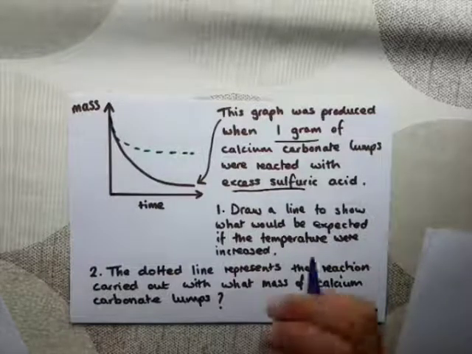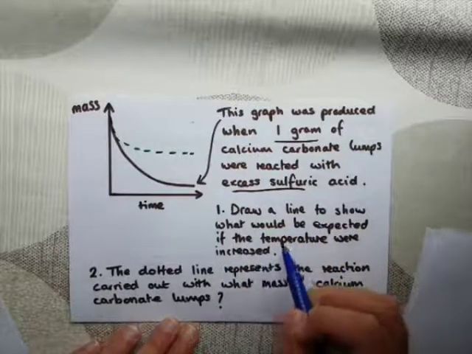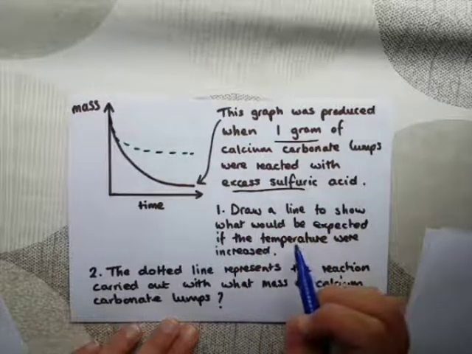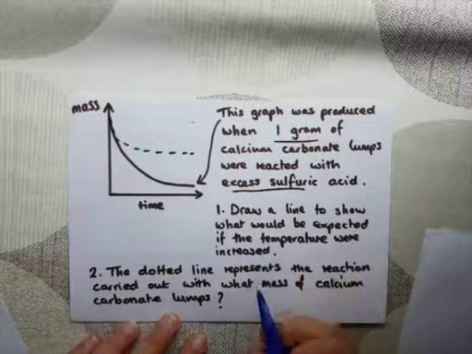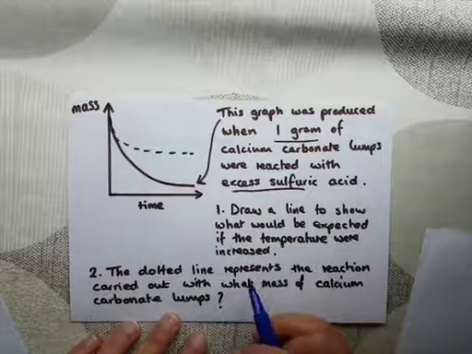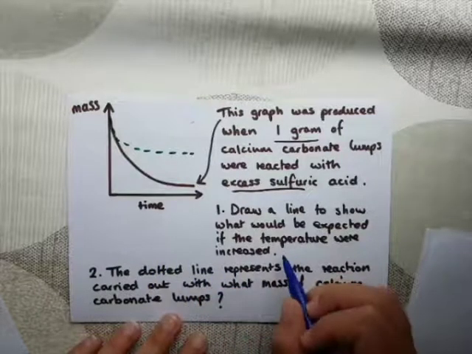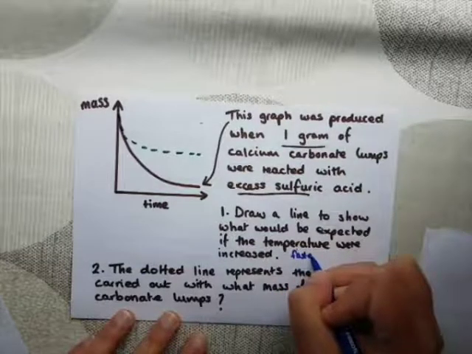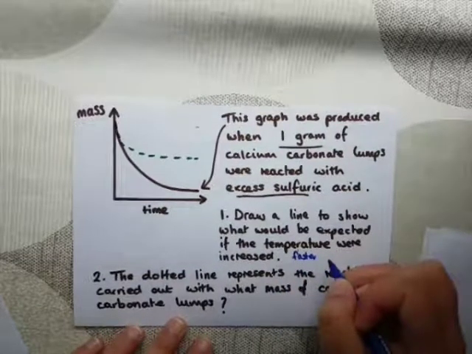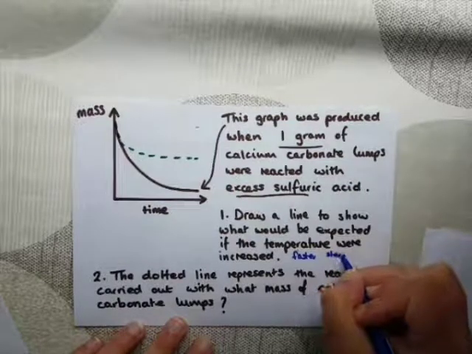Right, okay, so number 1, draw a line to show what would be expected if the temperature was increased, but we're assuming all other factors are the same. So what you've got to think about is, if we increase the temperature, how will that affect the rate of reaction? Hopefully you're thinking, well, the reaction will be faster. And if the reaction is faster, how will that affect the steepness of the line? Well, it's going to be steeper.